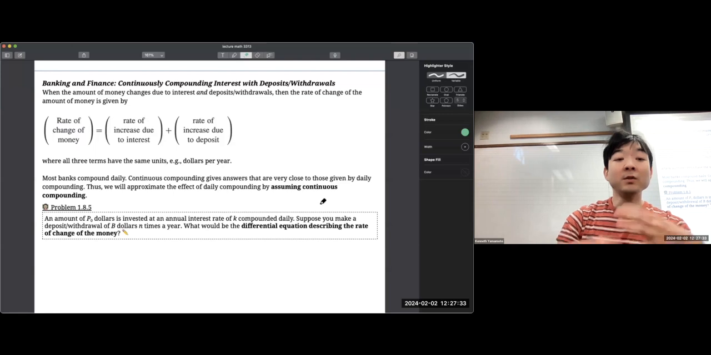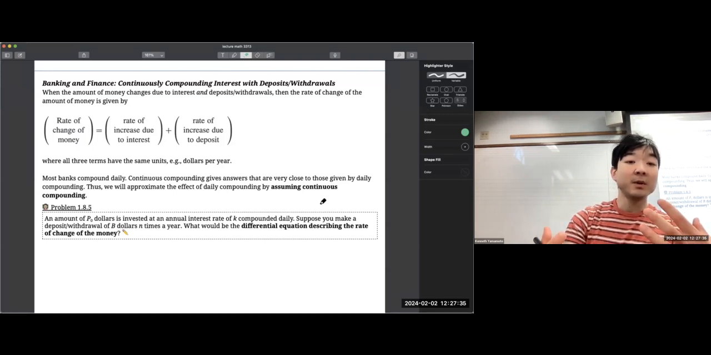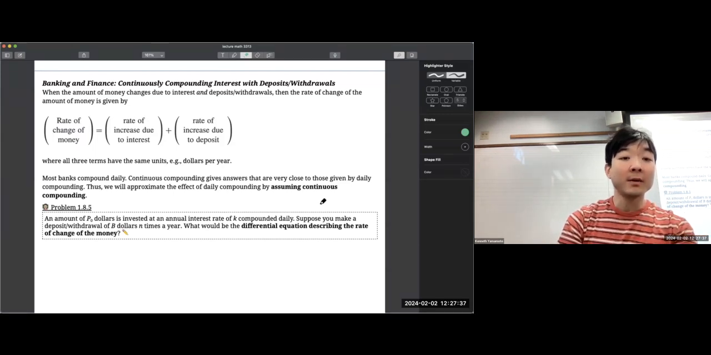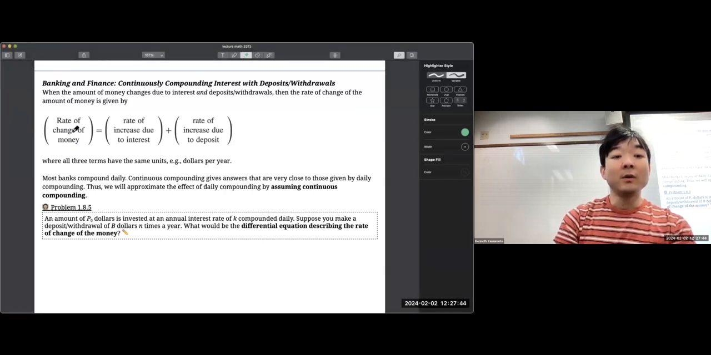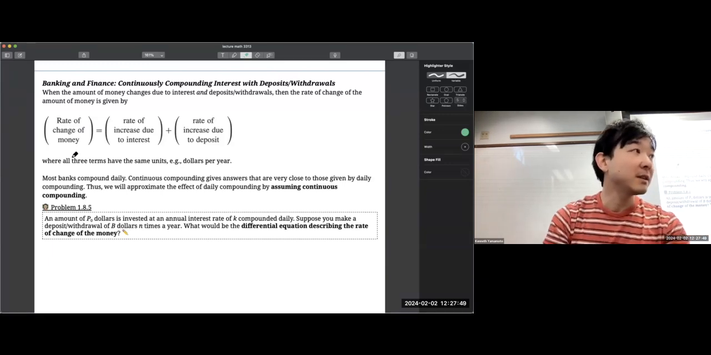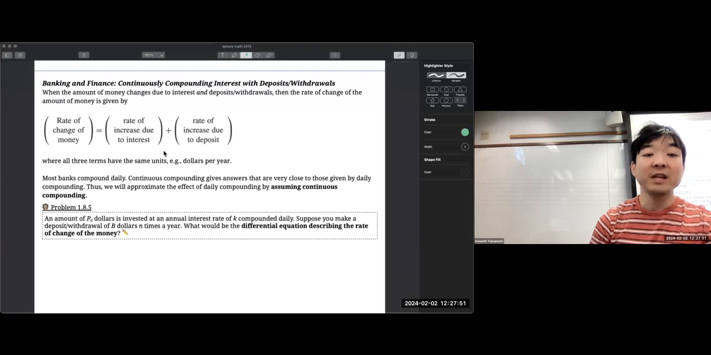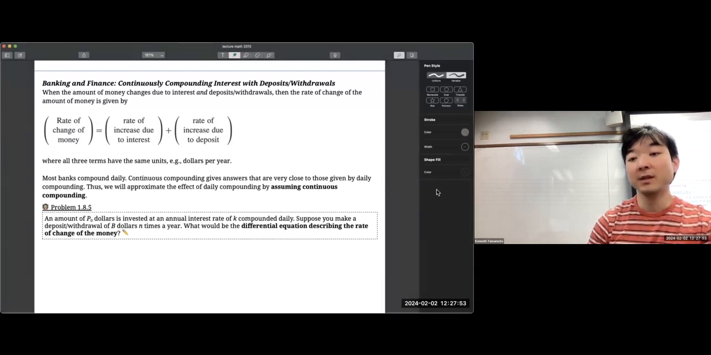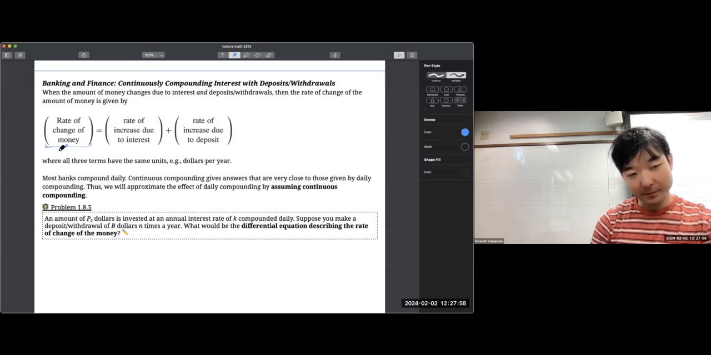So we're going to use the language of differential equations to come up with the right equation that will model this scenario that includes deposits and withdrawals into your account. Because it's differential equations, it's really about rate of change, the derivatives. So this rate of change of money. So what is this? This is like dP over dt, where P is your money, but dP over dt, this is rate of change of money. Rate of increase due to interest.